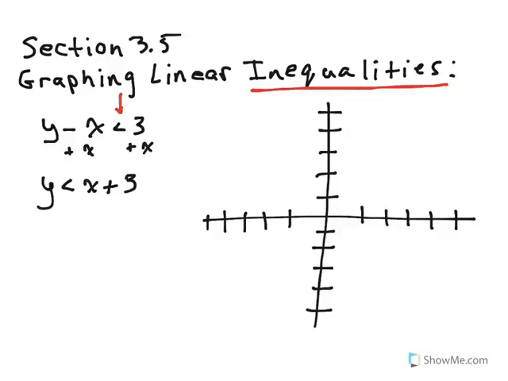Now, using the slope-intercept form of the equation, I am going to find 3 on the y-axis and plot that point. And our slope is 1, or 1 over 1, meaning we go up 1 point and then over 1 and plot our next point there.